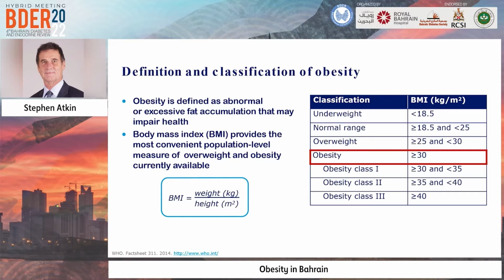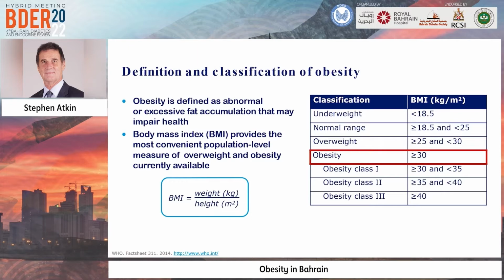That's an important definition, and the reason is because, as you can see here, obesity is defined as having a body mass index over 30, with obesity class 1 being over 30 but less than 35, obesity class 2 being greater than 35 and less than 40, and obesity class 3 being more than 40.